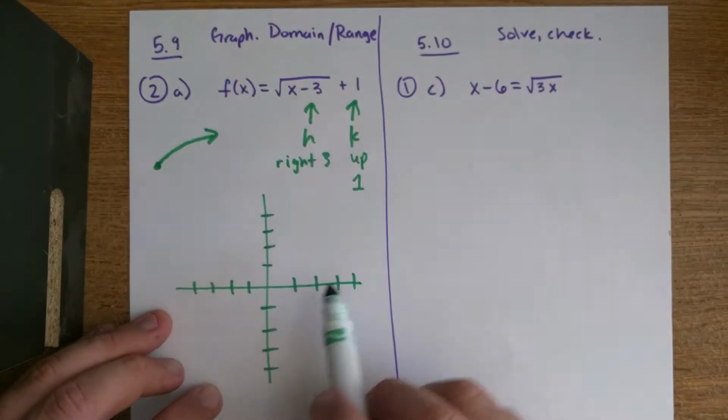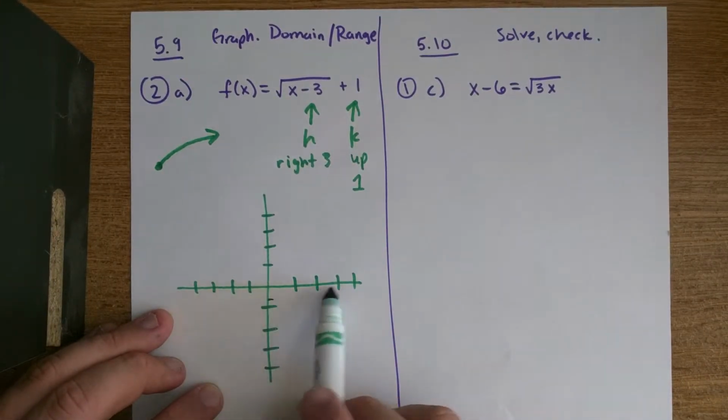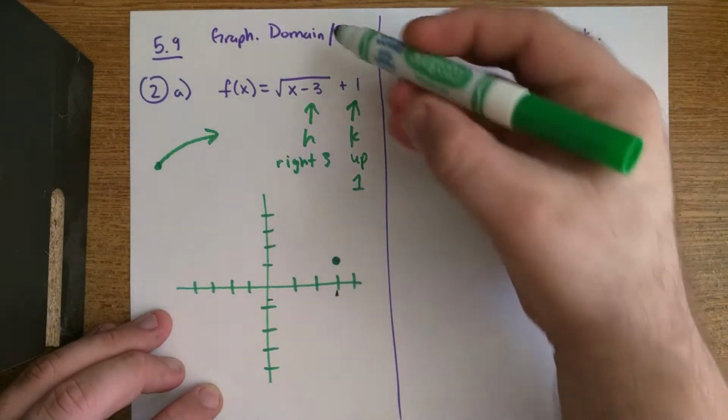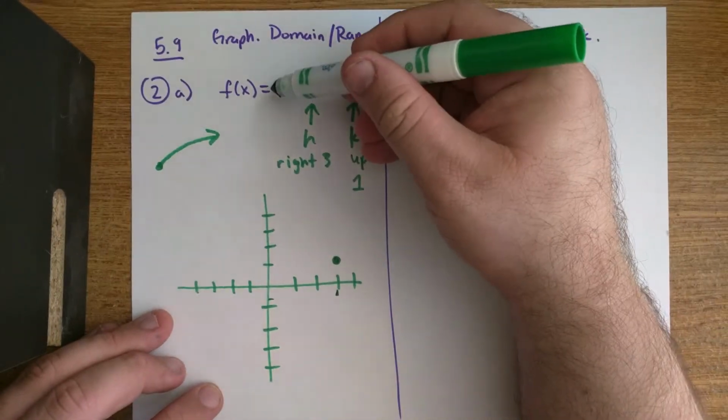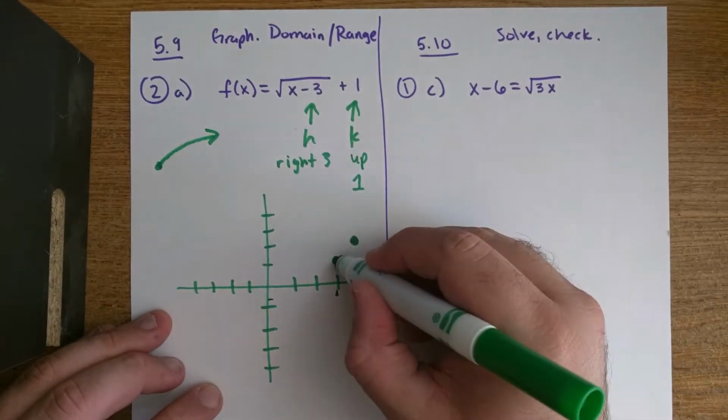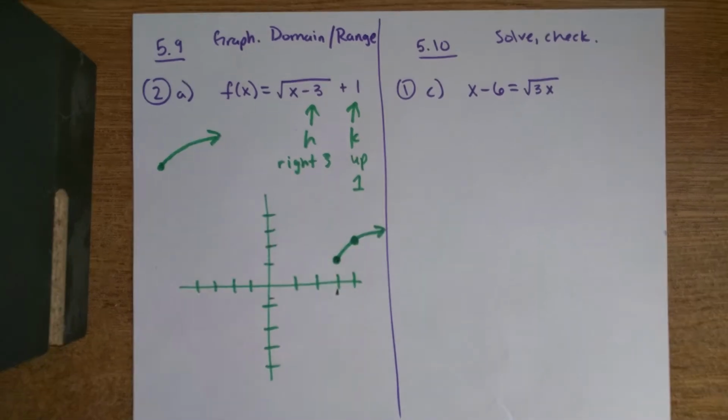Alright, so let's go right 3 and up 1. We're going to start at 0, 0, go right 3, up 1, put a point there. We have no vertical stretch. It's a 1. So that means we just go up 1 over 1 to get our second point. Draw your graph. That's the graph.